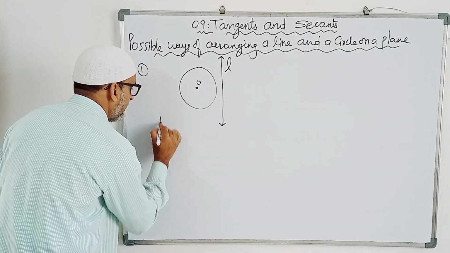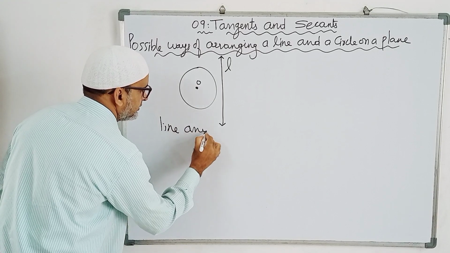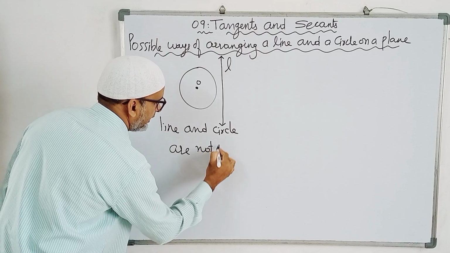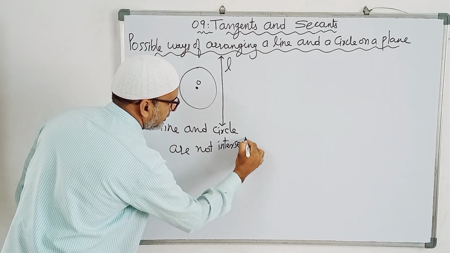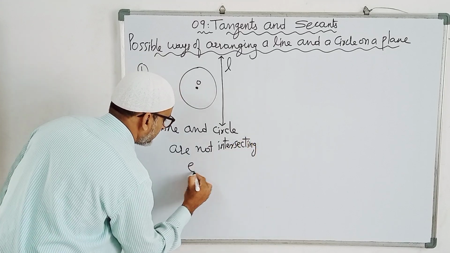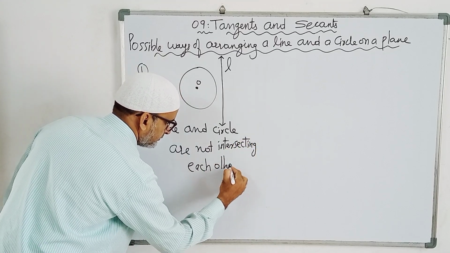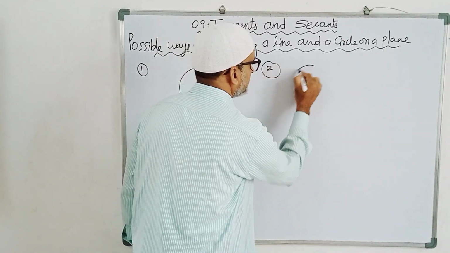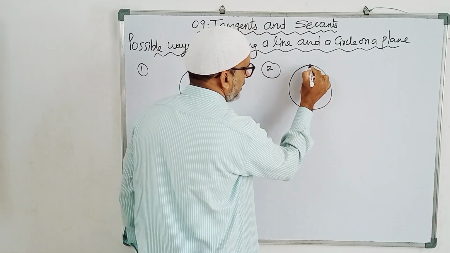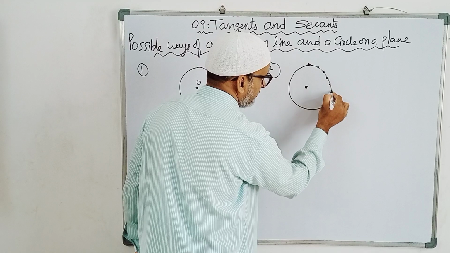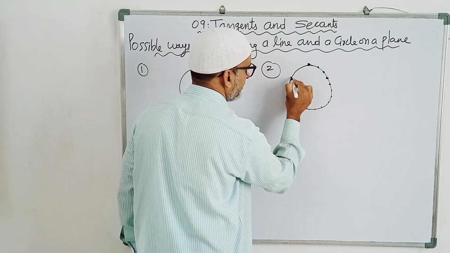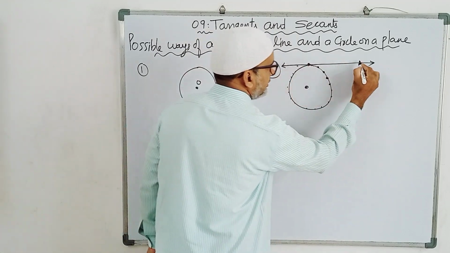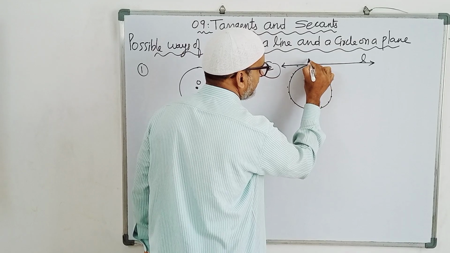Here the line and circle are not intersecting each other. They are not intersecting each other. That is the first condition. Second condition: this is the circle with center O. On the circle, an infinite number of points will be there on the boundary. I am taking one line like this. This line and the circle are intersecting at one point.